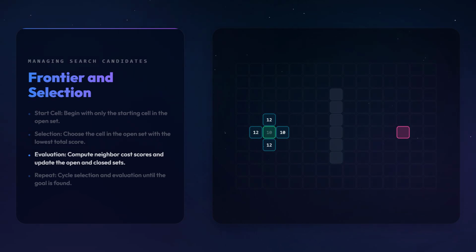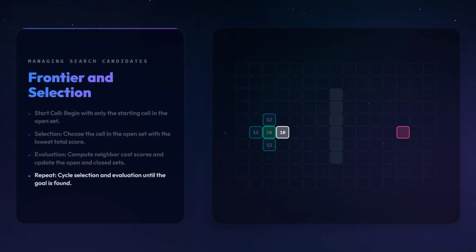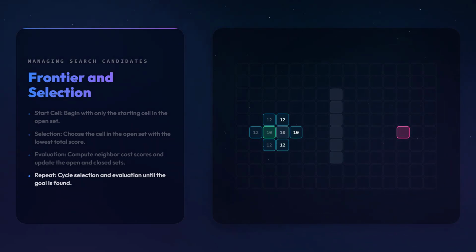With its neighbors evaluated, the starting cell is moved from the open set to the closed set, ensuring we never check it again. From here, the loop simply repeats, constantly selecting and expanding the lowest score candidate in the open set until we reach our destination.